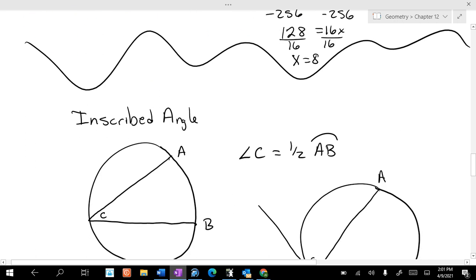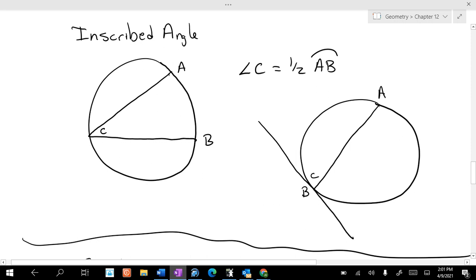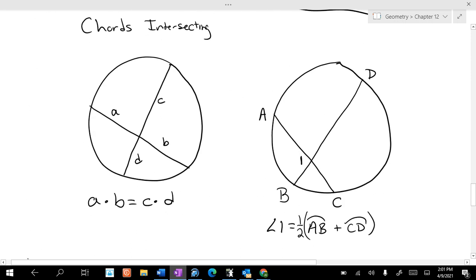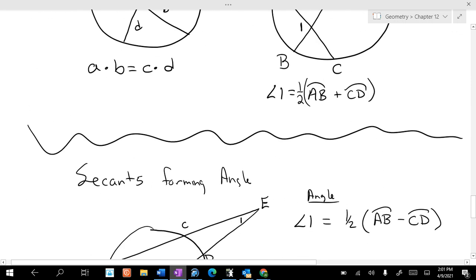All right. So we wrote all these on your note card. So you got to make sure all these are on your note card.